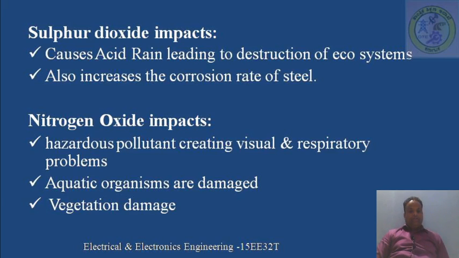And also vegetation damage is caused by nitrogen oxide due to high concentration of nitrogen oxide in the atmosphere. When the concentration of nitrogen oxide in the atmosphere is more, that also causes vegetation damage. Vegetation damage means damage to plants. Vegetation means plants. Therefore these are the main impacts of nitrogen oxides.